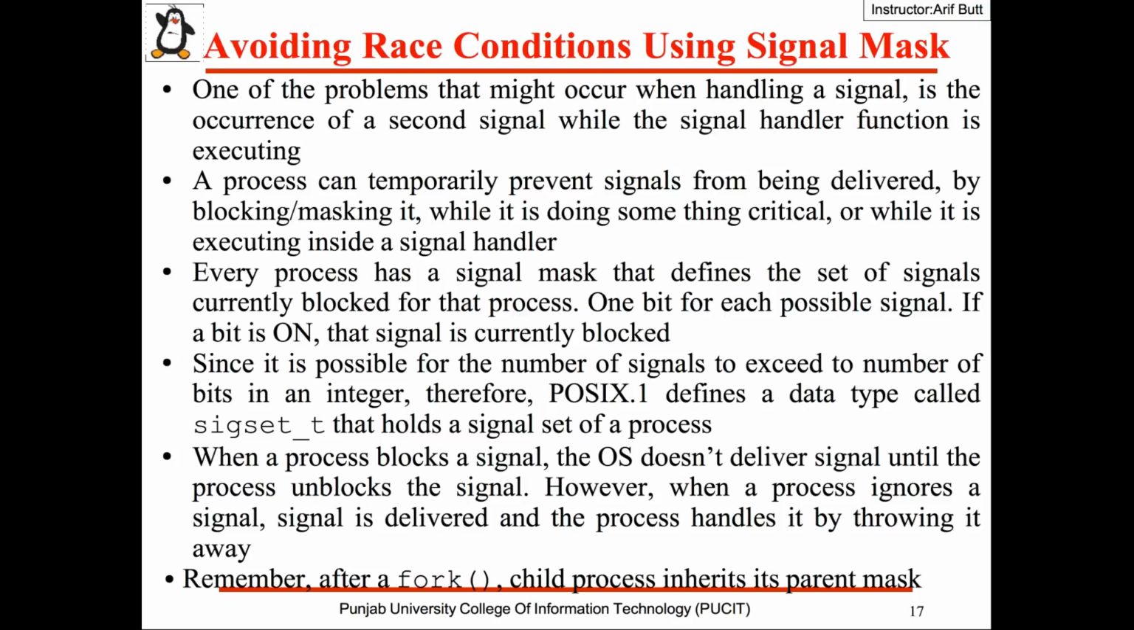Dear students, one of the problems that might occur when handling a signal is the occurrence of a second signal while the signal handler function is being executed. Well, a process can temporarily prevent signals from being delivered by masking them while it is doing something critical or while it is executing inside a signal handler. For that purpose, every process has a signal mask that defines the set of signals currently blocked for that process. One bit for each possible signal, and if a bit is on, that signal is currently blocked.